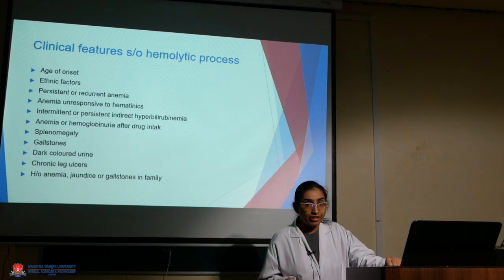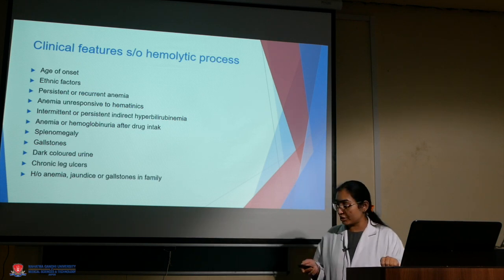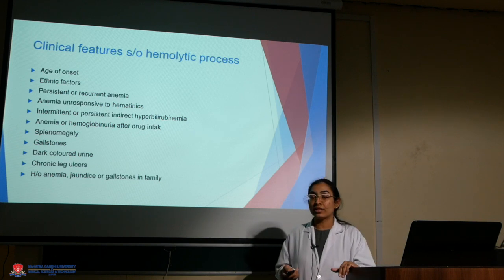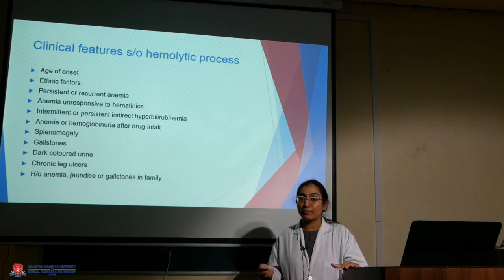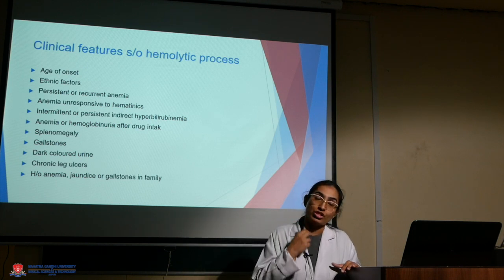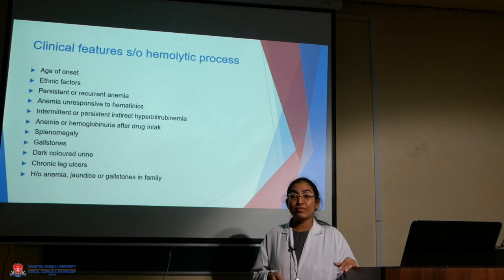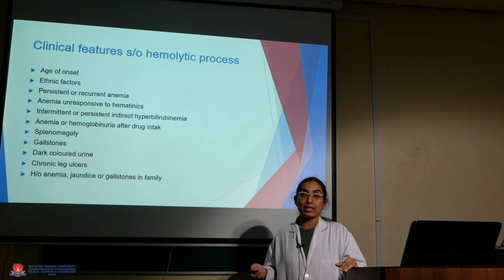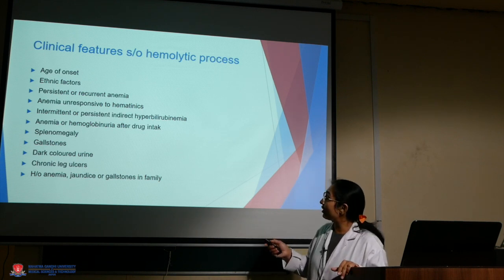So what are the clinical features that are suggestive of a hemolytic process? First of all, the age of onset. A patient presenting at the age of 6 to 8 months, we suspect a hemolytic anemia like thalassemia. So these are the congenital hemolytic anemias. A patient with autoimmune hemolytic anemia will present at a little older age, like 2 to 3 years of age. Even older adults can also present at that age.